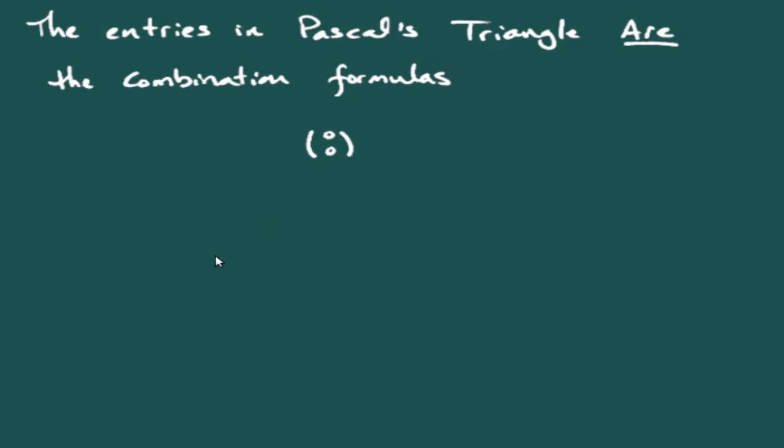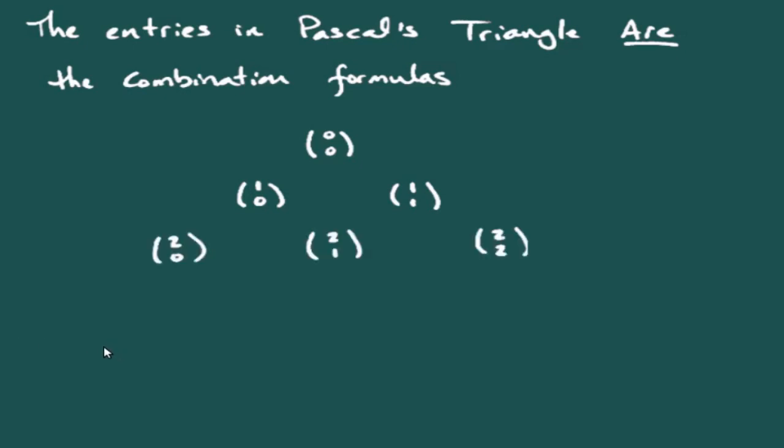For the second row, we've got the number of ways that you choose 0 things from 1 is just 1. The number of ways that you choose 1 thing from 1 is just 1. So we have our entries 1, 1.